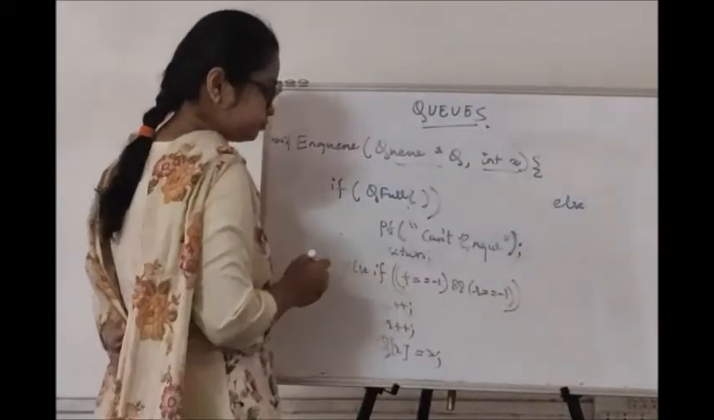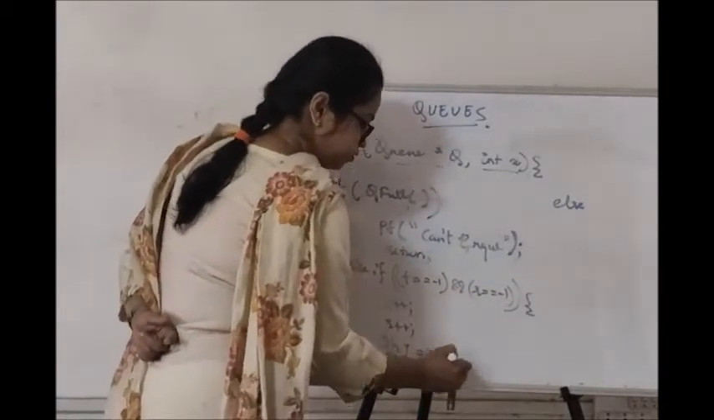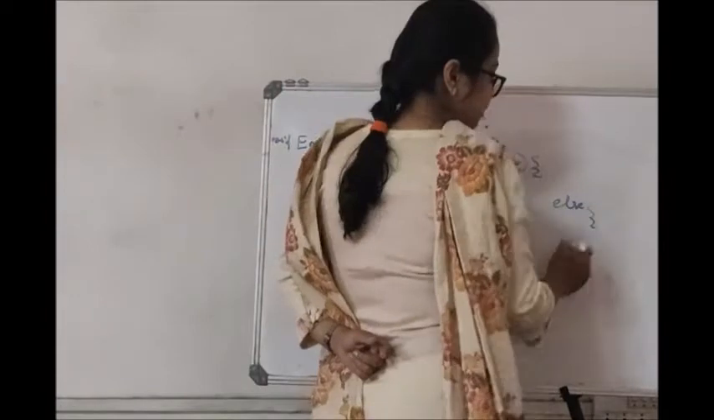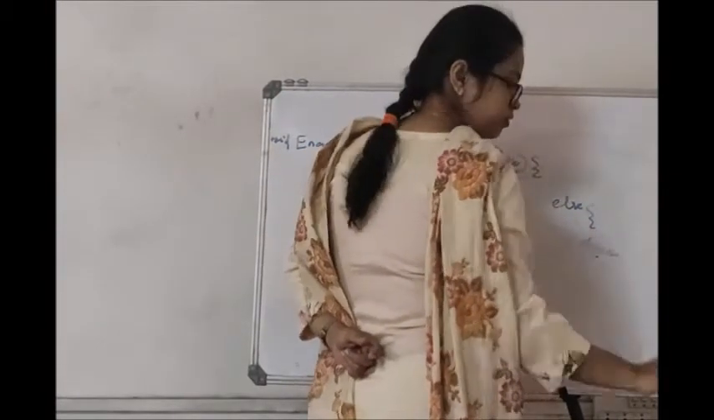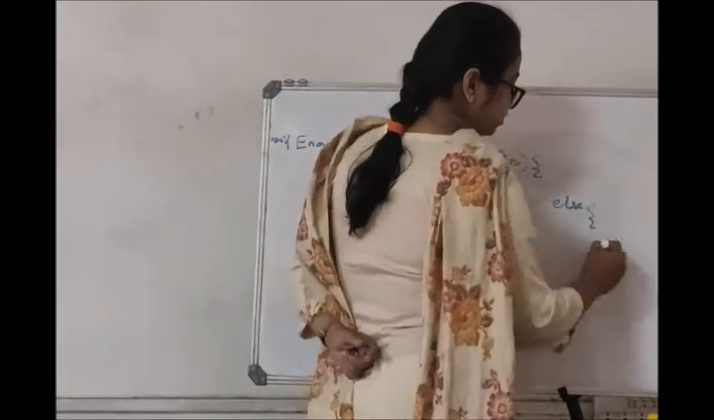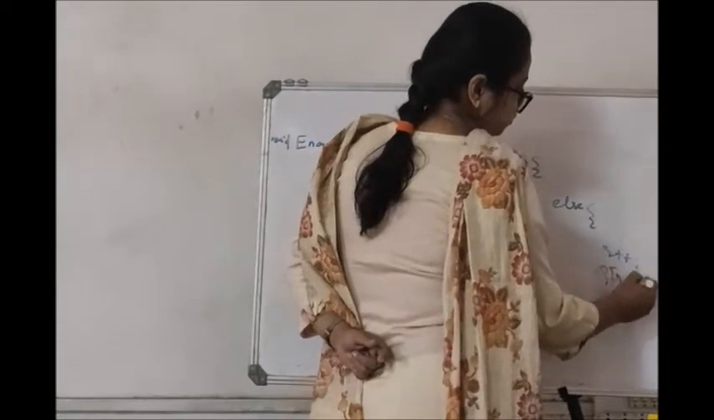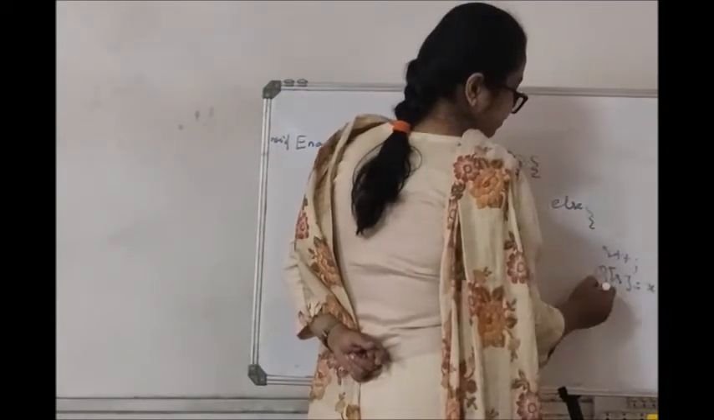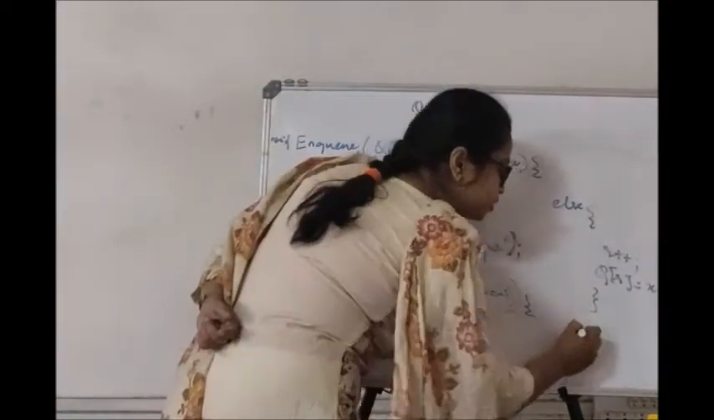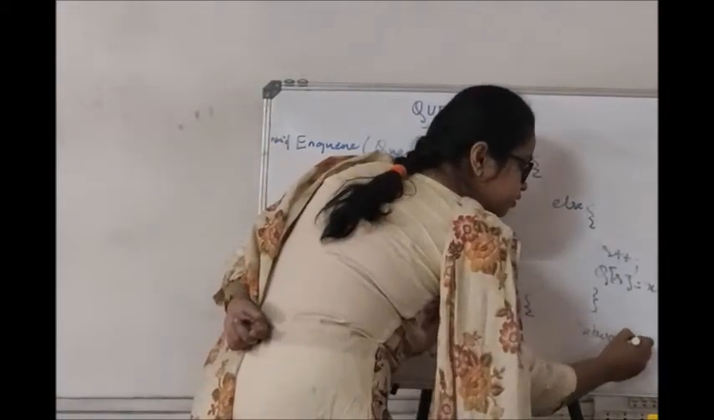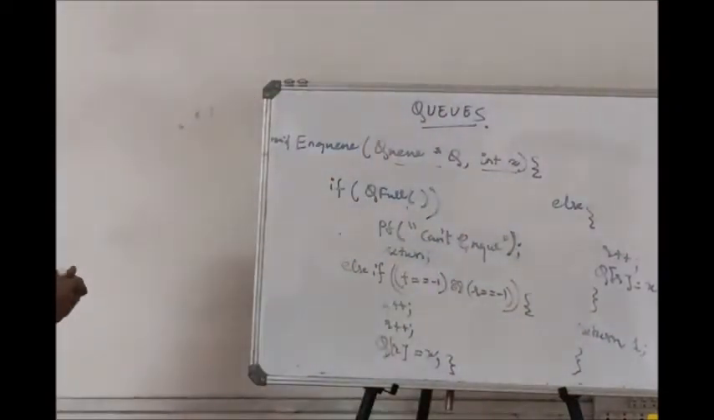Else, we have to give a bracket here. Okay? Else what will happen? You simply increment rear. R plus plus, Q r is equal to x. This is the case. And after which we will return 1. Okay. So this is the entire function.